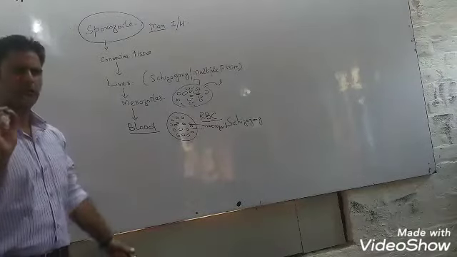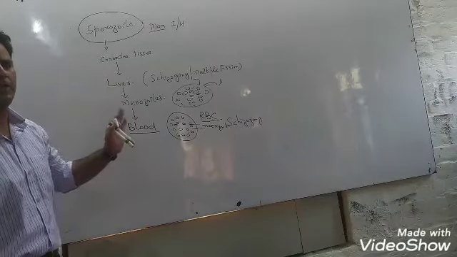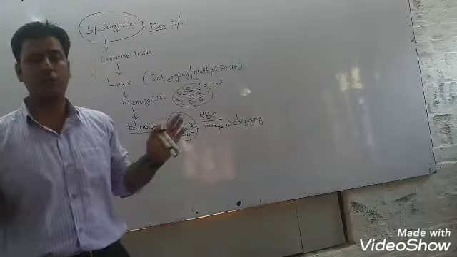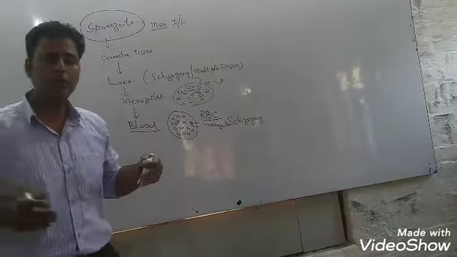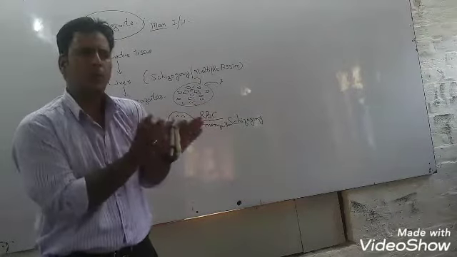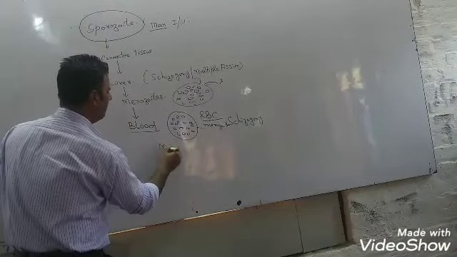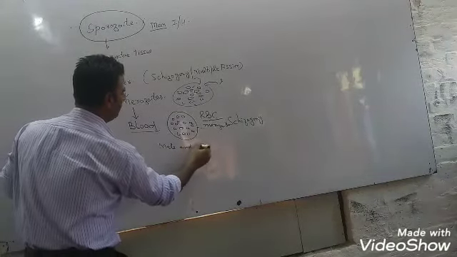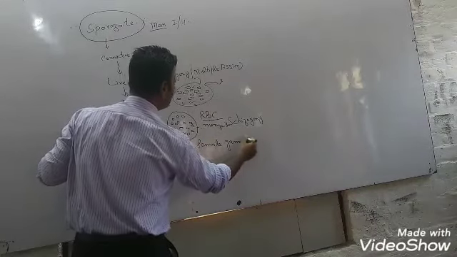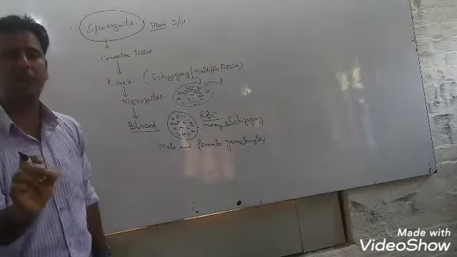Here, there are some merozoites which stop asexual reproduction. They are not going to continue with asexual reproduction. They stop dividing. And such merozoites are known as male and female gametocytes.